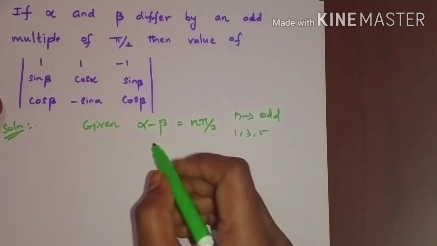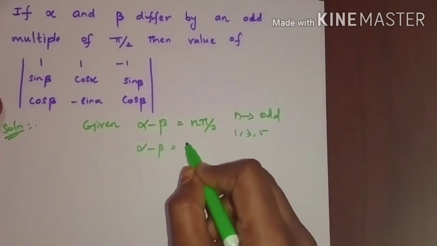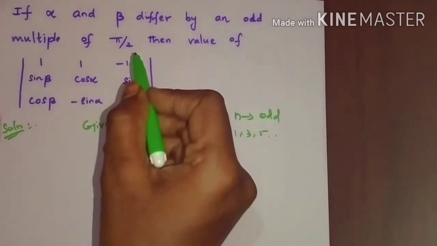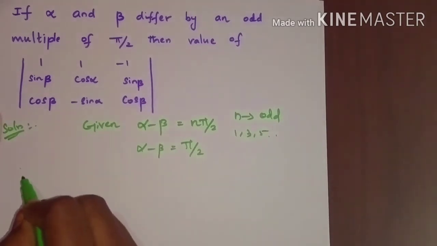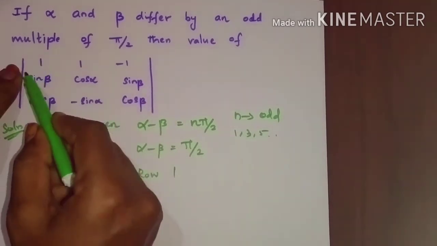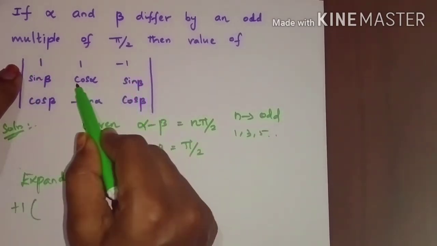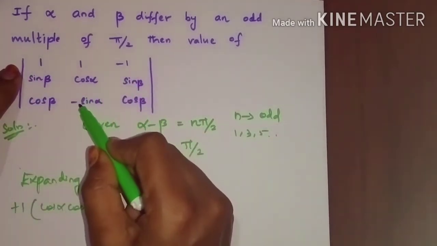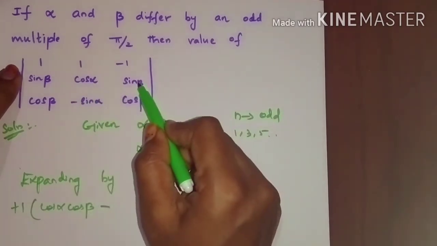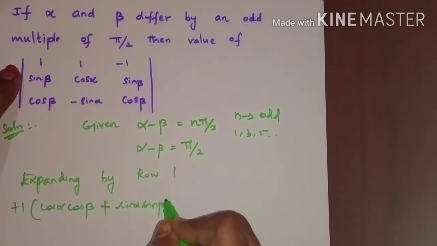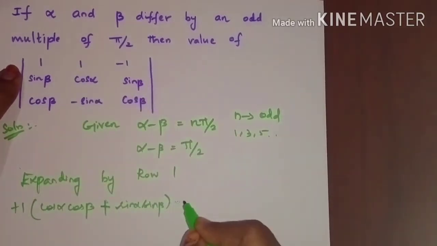So let us take first n is equal to 1, alpha minus beta is equal to pi by 2. Now we can expand this determinant by Laplace expansion, expanding by row 1. For positive 1, eliminate that column and that row, we get cos alpha, cos beta, minus, and this element of minus sin alpha, minus sin beta. So minus, again minus here, we get plus here, we get sin alpha, sin beta, and the next element would be of minus 1.